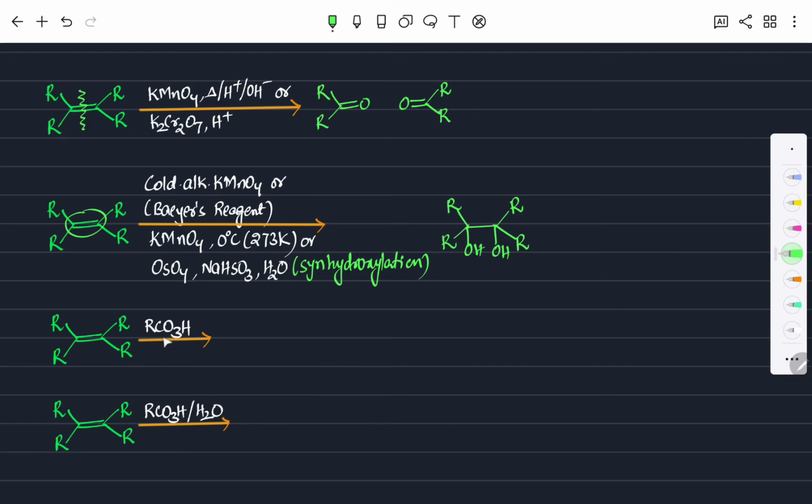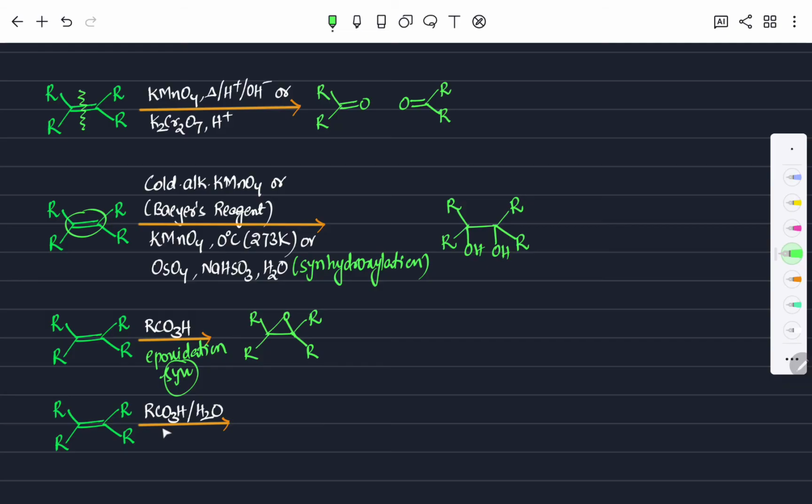When alkene is treated with peroxy acid, this reaction is known as epoxidation. Addition of oxygen takes place from the same side. That's why it is a syn epoxidation. So simply what we have to do, we have to remove the pi bond and add oxygen like this.